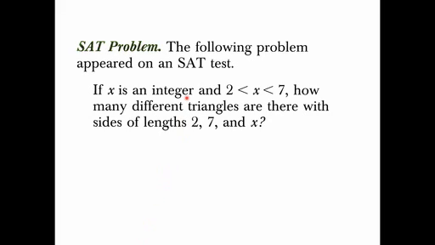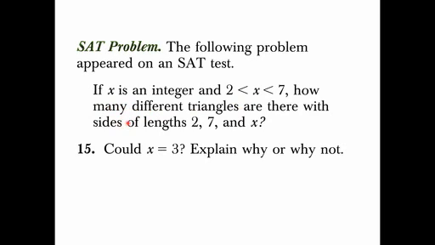We have a couple of problems here that are pretty good challenges that test whether you actually understand the triangle inequality theorem. So x is an integer between 2 and 7. Remember, an integer is a number without any fractional or decimal part. How many different triangles could you make that were 2, 7, and x? Remember what x has to be. Could x be 3? Explain why or why not. What is the answer to the problem? How many different triangles are there?